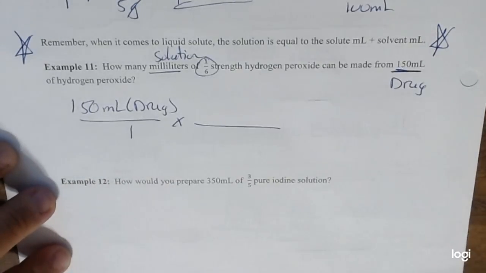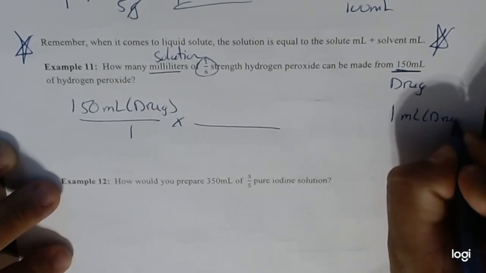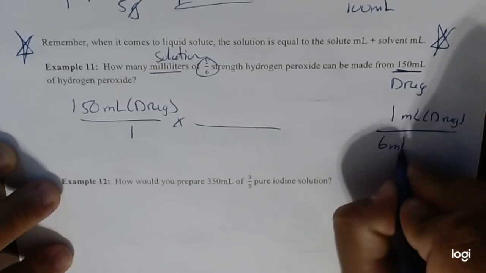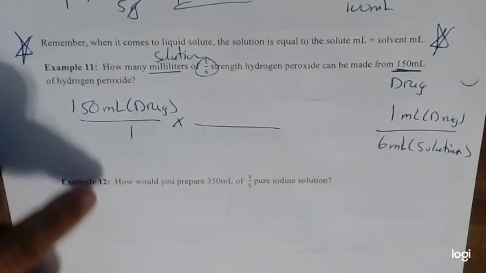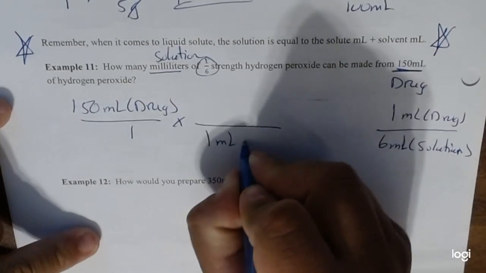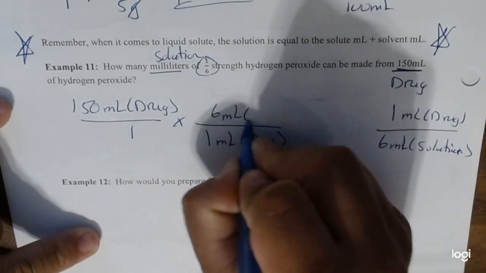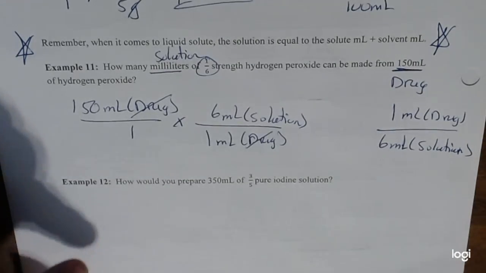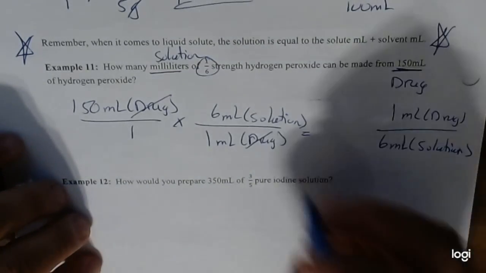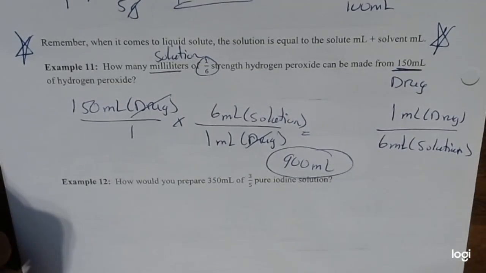now, again, going back to this 1/6, this is saying one milliliter of drug over 6 milliliters of solution. So since we want to cancel out the drug, therefore the 1 has to be at the actual bottom. And the 6 goes on top. So that's why writing liquid is pretty difficult when it comes to this. So multiplying this out should give you 900 milliliters of solution. Okay.